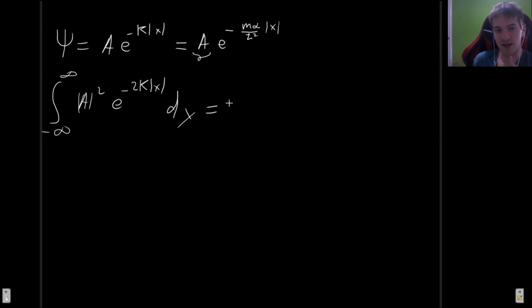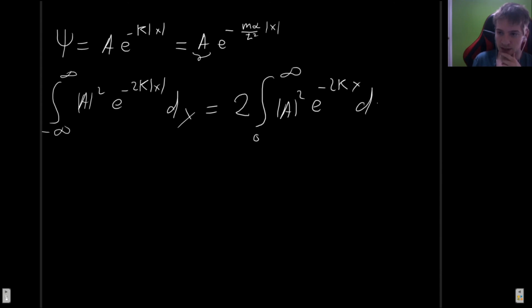All we have to do is divide this into two separate integrals, because it's going to be different for positive or negative x, so that we can get rid of this absolute value sign. Or we can just say, this is an even function over this symmetric interval. So this is just going to be twice the integral from 0 to infinity, because it's the same from minus infinity to 0 as from 0 to infinity because of this absolute value sign. So this is going to be twice A squared e to the minus 2kx dx. Whoops, that looks like a k, I swear it's an x.